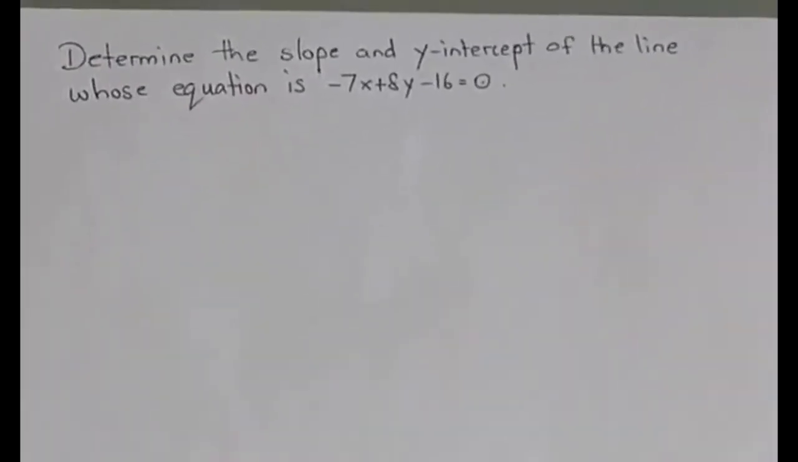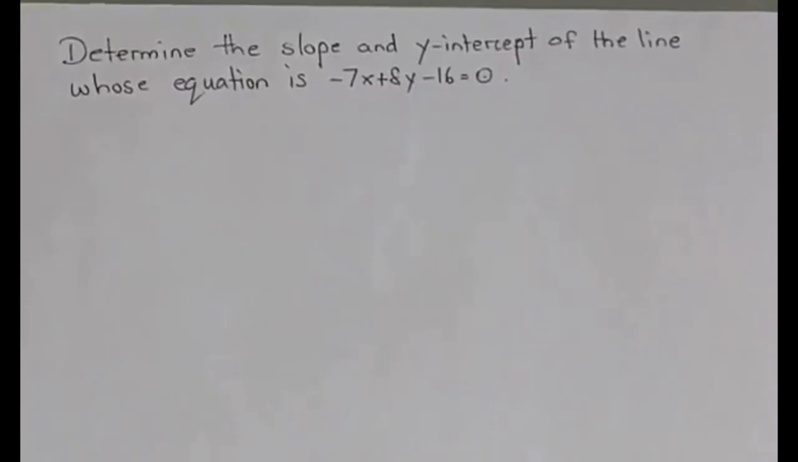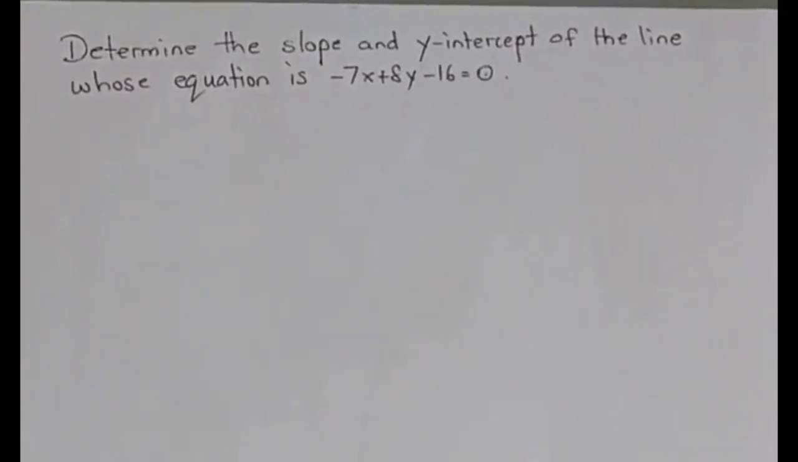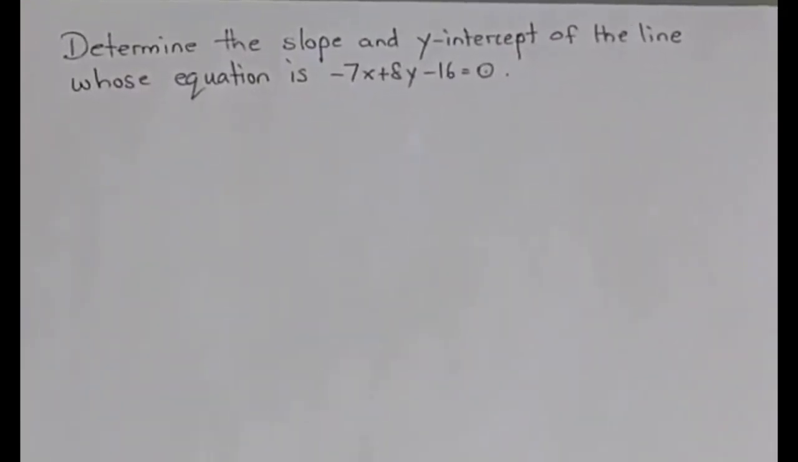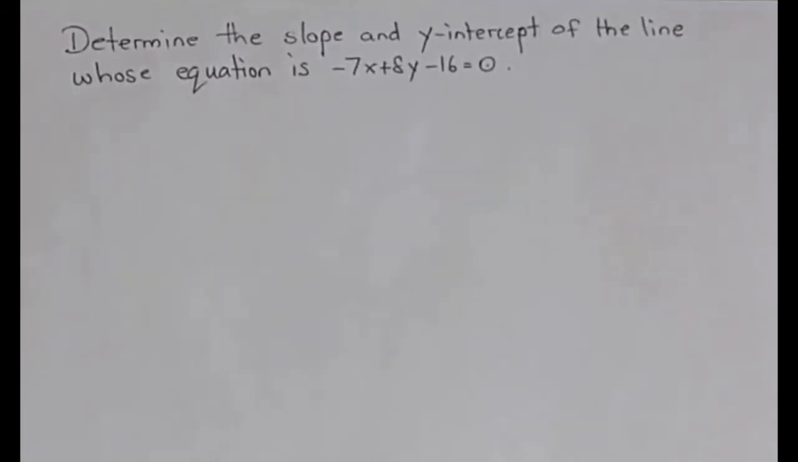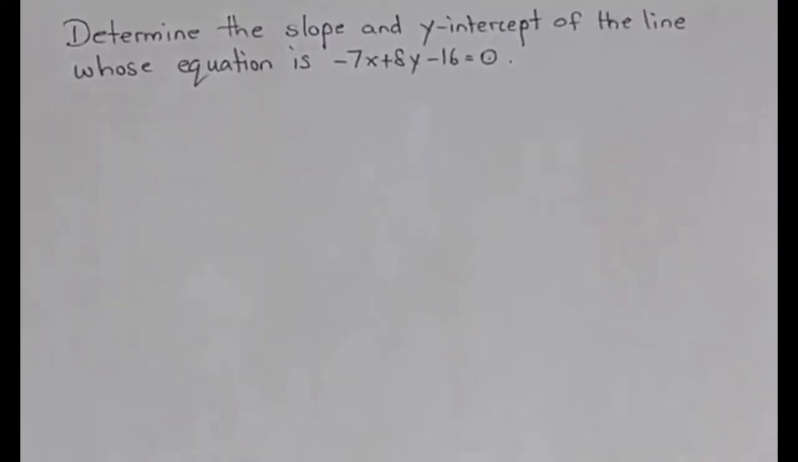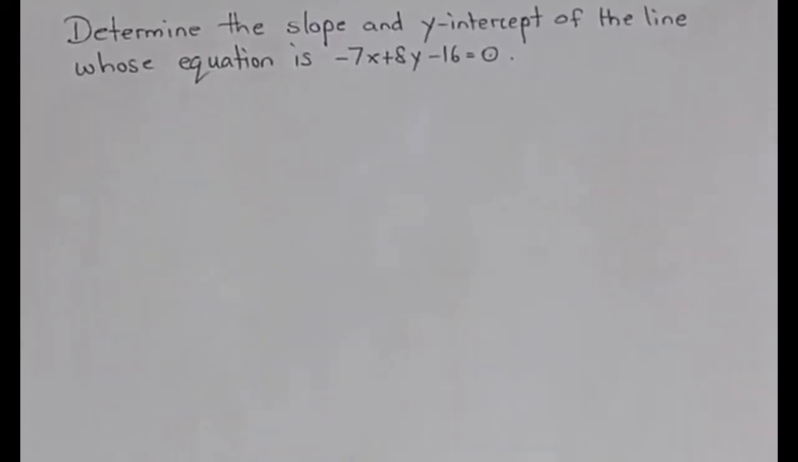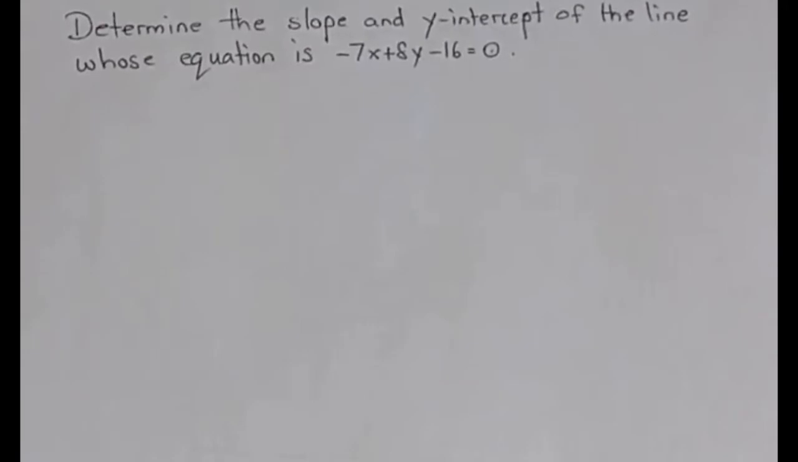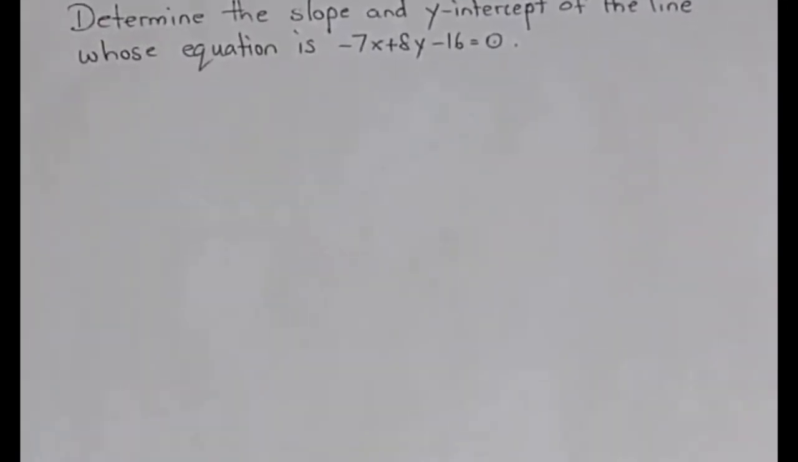Let's look at these two questions on linear equations. The first one: determine the slope and y-intercept of the line whose equation is negative 7x plus 8y minus 16 equals 0. So the equation here is given in the standard form, and we have to change it into the slope-intercept form so that we can give the answers of the slope and y-intercept of the line.